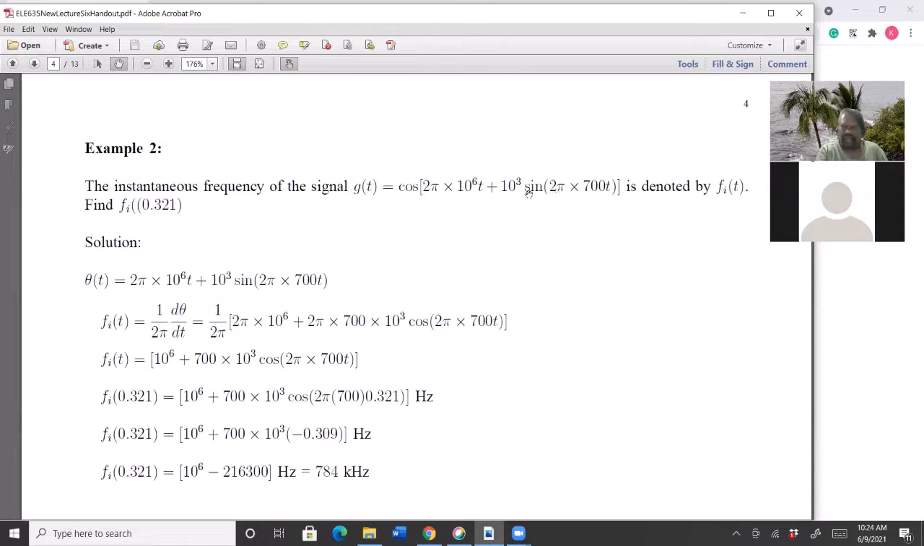From this equation, I find out what theta is, which is this, and I differentiate, putting 1 over 2 pi inside. The derivative of this is just this number. And then here, you have to differentiate 10 to the 3 times sine of this. So the answer is cosine of this, times the derivative of this, and the derivative of this is 2 pi times 700. So there is 2 pi times 700, then 10 to the 3, cosine of this. Then I simplified: I divide by the 2 pi, and this 2 pi gets cancelled and that 2 pi gets cancelled. So I get 10 to the 6 and then 700 times 10 to the 3 times cosine, and the rest is just plugging in and then using Google to get this number. That's it.